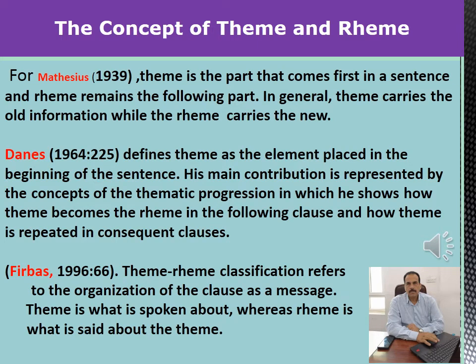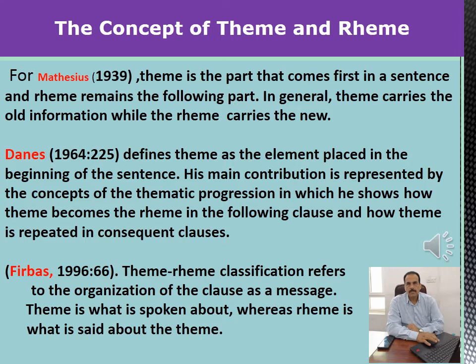As for Mathesius, theme is the part that comes first, and rheme is the following part. In general, theme carries the old information, while the rheme carries the new information. Danes defines theme as the element placed at the beginning of the sentence. His main contribution is the concept of thematic progression, in which he shows how theme becomes the rheme in the following clause, and how theme is represented in consequent clauses.